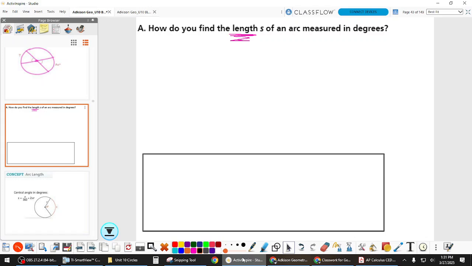So just for this last little bit, I want to give you the formula and introduce the idea of arc length. I can't read that. Did it say 1 or 7? Looks like a 1. Okay.